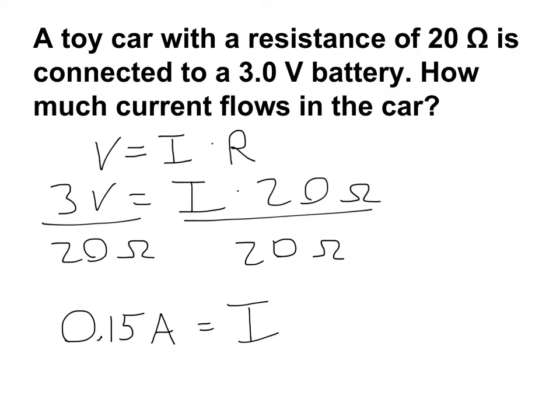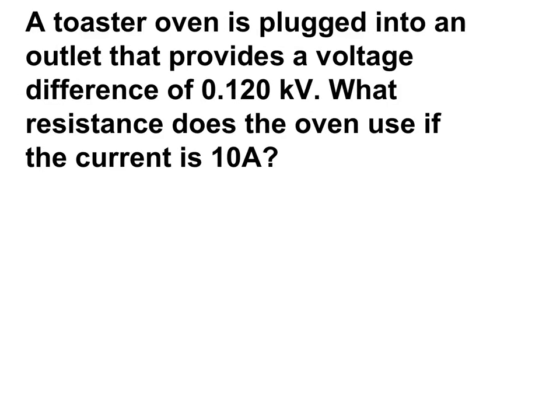Let's try another one. Here we have a toaster oven plugged into an outlet that provides a voltage difference of 0.12 kilovolts. What resistance does the oven use if the current is at 10 amps? Alright, so I know that I'm looking to find resistance. So we can use our basic equation again. Voltage is equal to current times resistance.